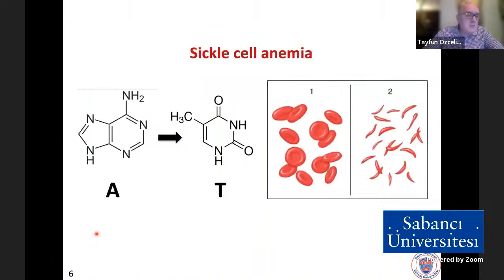Millions of people suffer from sickle cell anemia because they have a single A to T point mutation in both copies of their hemoglobin gene. You see here the red blood cells and the sickled cells as a result of a change from an A to a T.